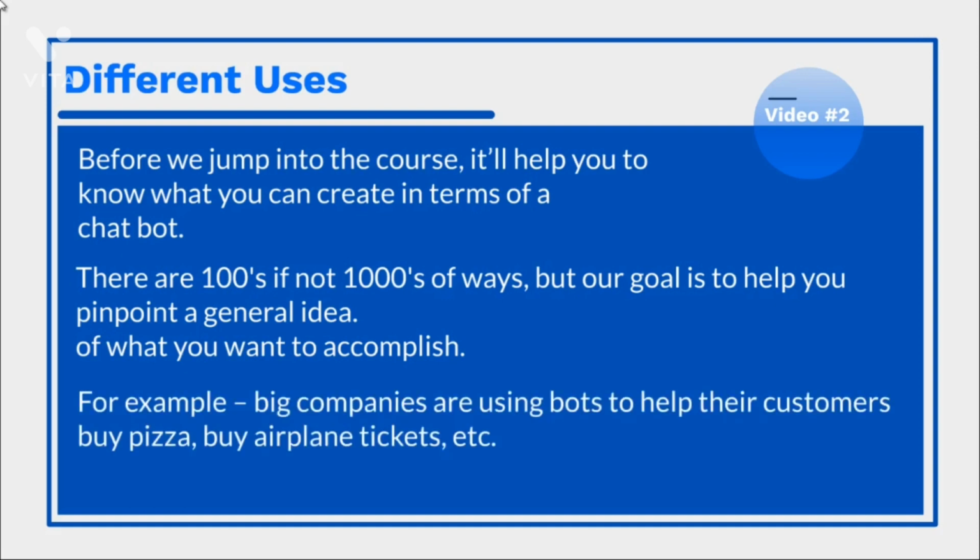For example, big companies are really changing the way that we interact with them via chatbots. Specifically in this case, it's the Facebook Messenger chatbot. Beyond that, they are also using chatbots on their website and so forth, but really we're focusing just on Facebook Messenger here. They're doing things like helping customers buy pizza, buy airplane tickets, even hotels.